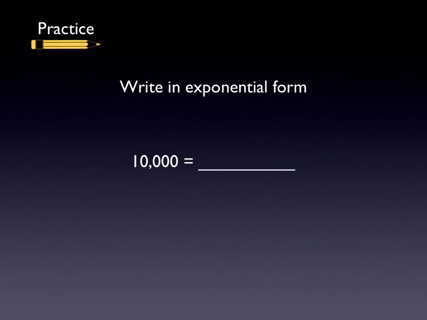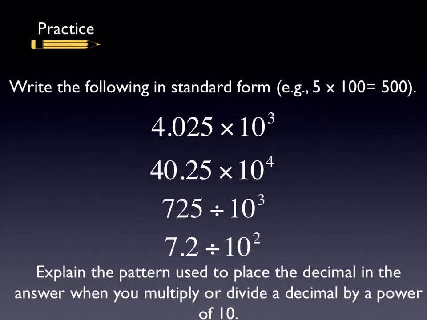All right, let's do a little writing in exponential form. And we're going to look at the number of zeros, 1, 2, 3, 4. So this would be 10 to the 4th power. 10 to the 3rd power. 10 to the 2nd power. 10 to the 4th power. 10 to the 6th power. This is also going to be 10 to the 6th power.